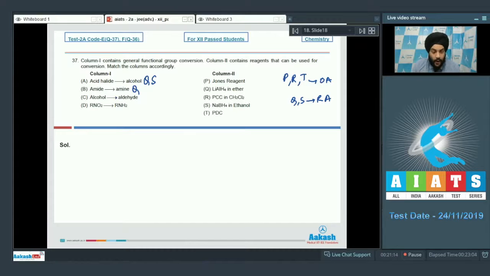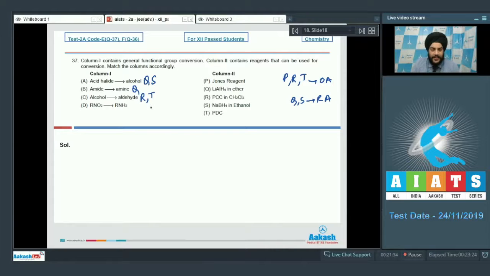Okay. Let us look at option C now. Alcohol is to be converted into aldehyde, students. The Jones reagent will convert the alcohol into the acid and not aldehyde. So P will not be a match. If we talk about PCC and PDC, both of them will be able to carry out the given conversion. So R and T will have to be matched with option C.